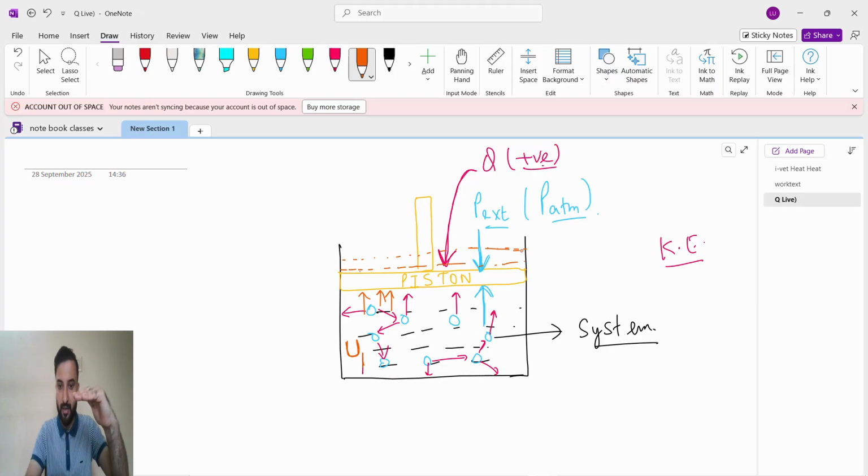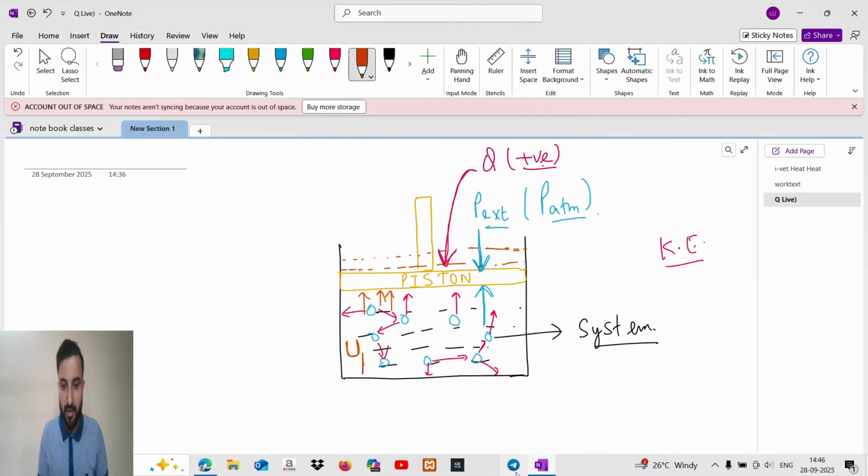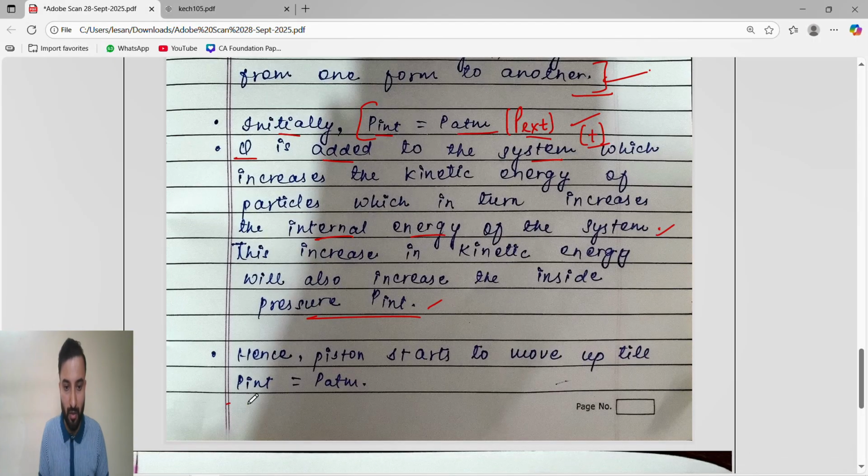Once I have added the heat, inside the temperature increases, the movement of particles increases, the kinetic energy increases, the internal energy increases. With that, the piston level increases. After that, I am not applying the heat. I stop the heat. The internal energy stopped increasing. Now what will happen? External pressure is there also. So now the internal pressure again equals the external pressure, because every time we want what?